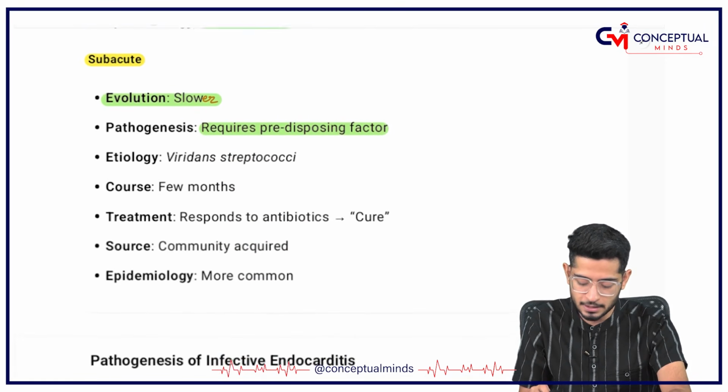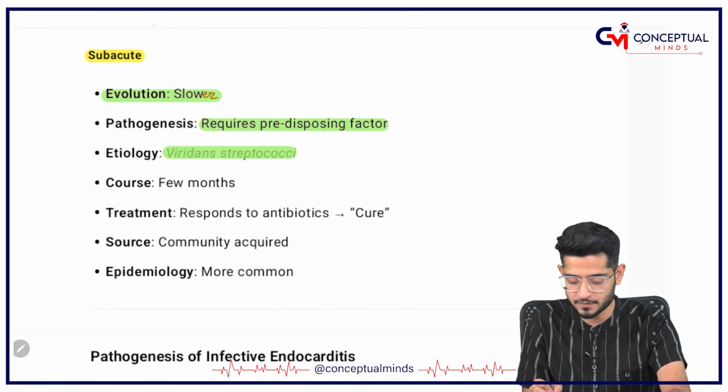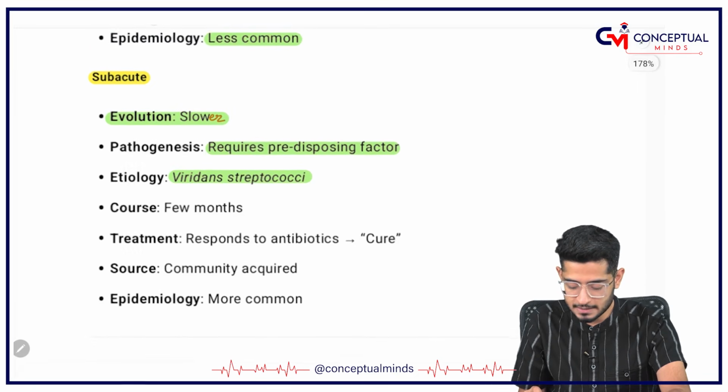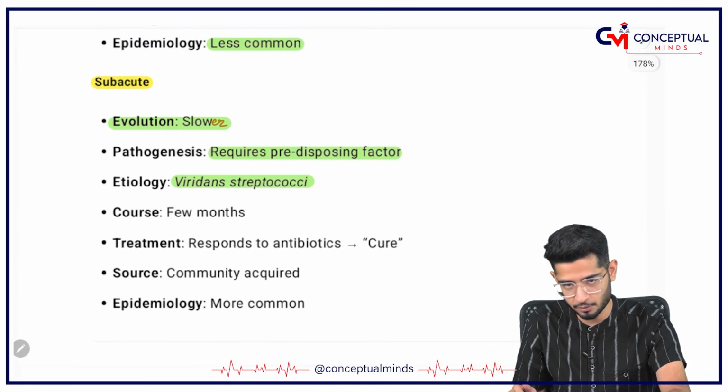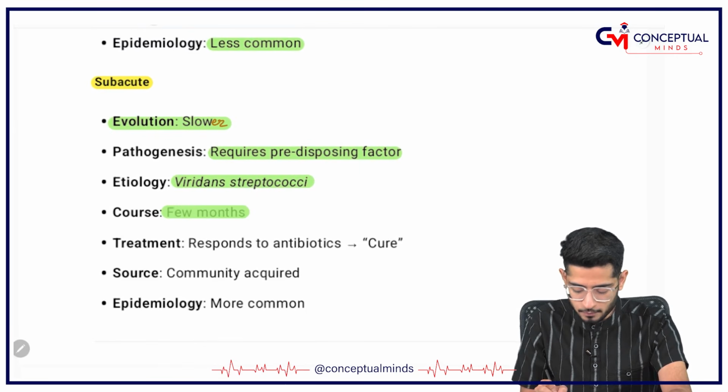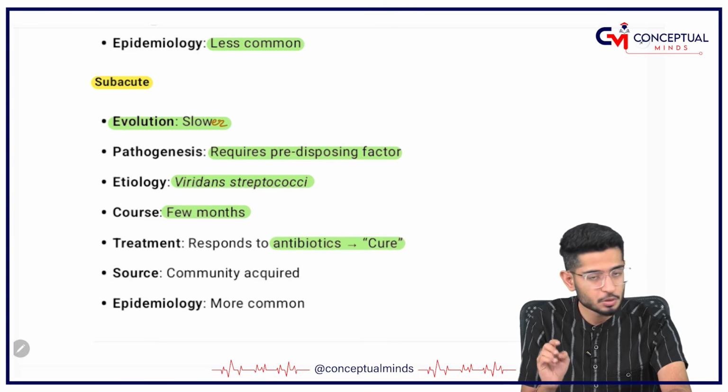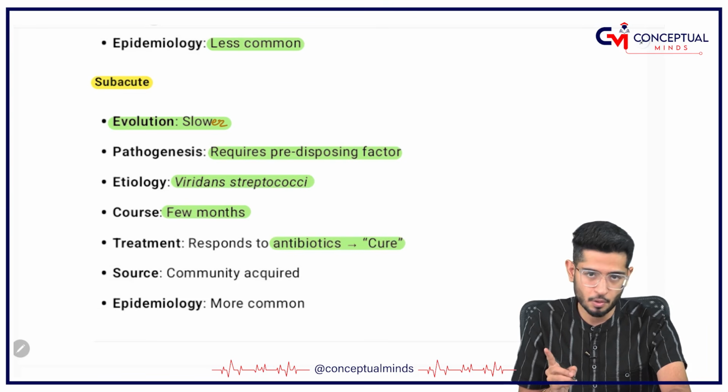Whereas in subacute, it is the Viridans group of Streptococcus. Okay, subacute is Viridans group of Streptococcus. It requires a few months. It is slower. Regarding the treatment, remember, subacute is curable. Acute is not. Subacute is curable.